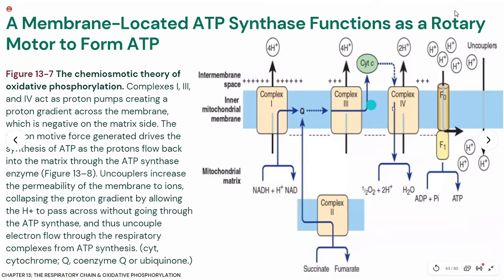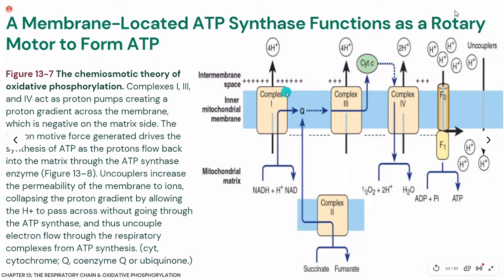Complex 1, complex 3, complex 4. And then this could have been complex 5. You have complex 2 here. This is complex 5, supposedly. Oh, but they don't call it complex 5. This is where ATP is formed. You see this? ADP becomes ATP. Okay. You have seen this in complex 1, complex 3, and complex 4, where hydrogen is extruded.